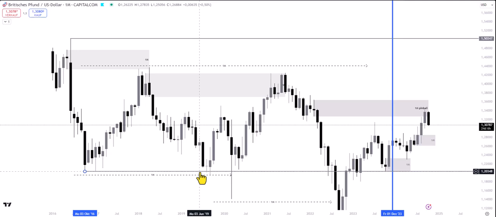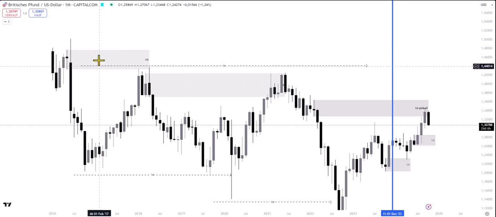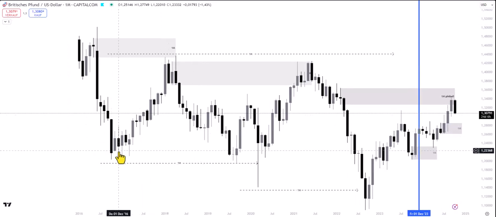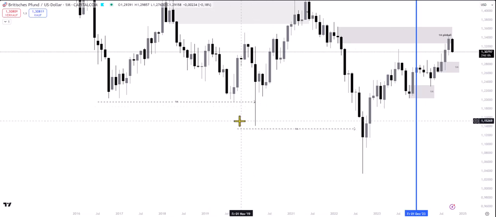It means the market is bearish. It's a simple concept to understand. The market is low. This low, for example, is lower than this low, and this low is lower than this low.